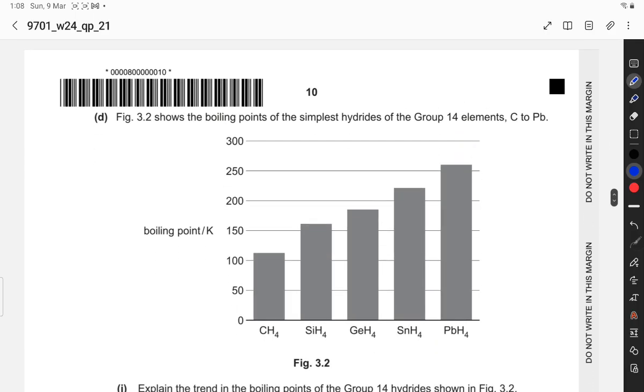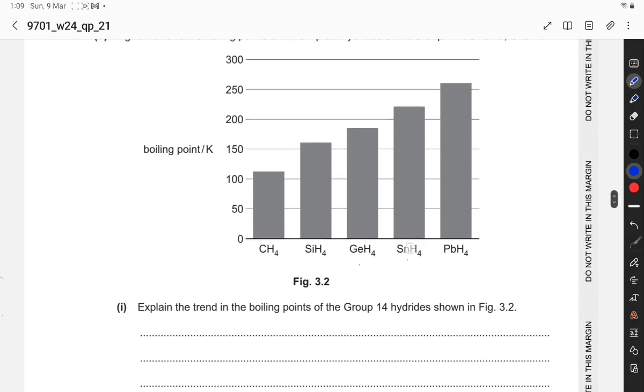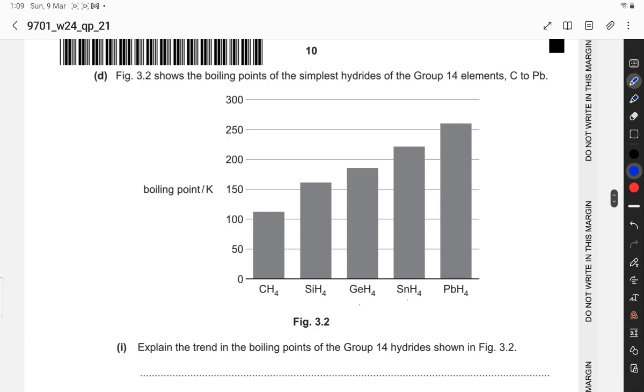The next question is about figure 3.2, which shows the boiling points of the simplest hydrides of the group 14 elements, carbon to lead. So this is CH4, SiH4, this is germanium tetrahydride, tin tetrahydride, lead tetrahydride. Explain the trends in the boiling points of the group 14 hydrides. It is increased as we go down the group, carbon to lead.